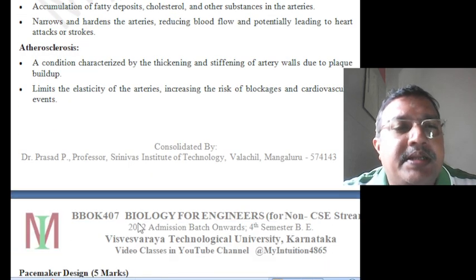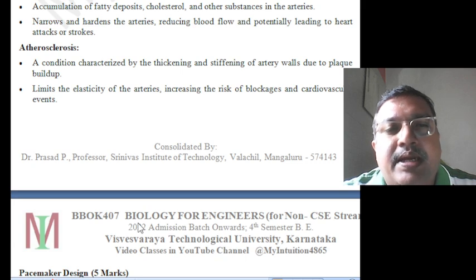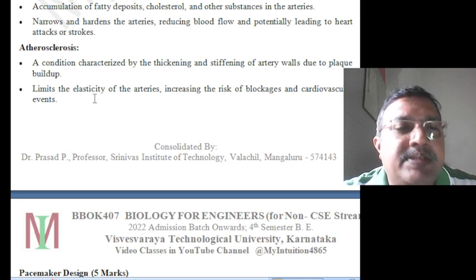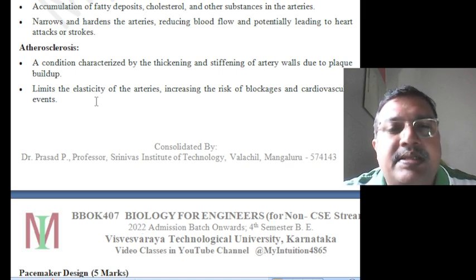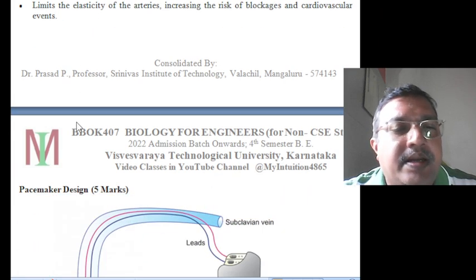Atherosclerosis is a condition characterized by thickening and stiffening of artery walls due to plaque buildup. It limits the elasticity of arteries, increasing the risk of blockages and a cardiovascular event, that is, a heart attack.